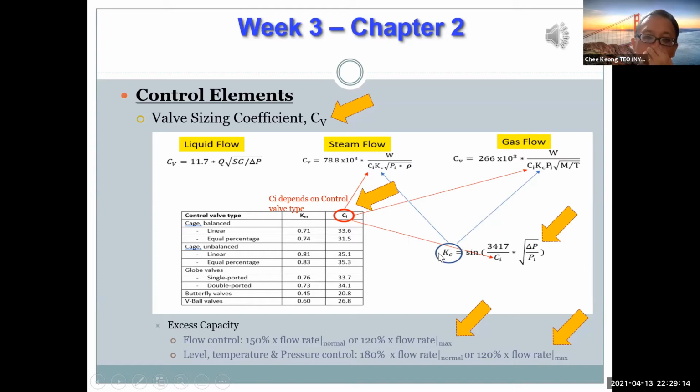Now, second thing that they require is what we call the KC. Now, KC is also given as sine 3417 over CI times by the delta pressure over PI. Right, so this is another formula which is required to calculate KC, so that KC can be plugged into the coefficient of valve for steam and gas flow. Now, not to worry about all these formulas. All these 4 formulas will be given in the formula sheet, and even if the table is required for you to select the CI, the table will be given. So you don't have to worry that this one is very difficult.